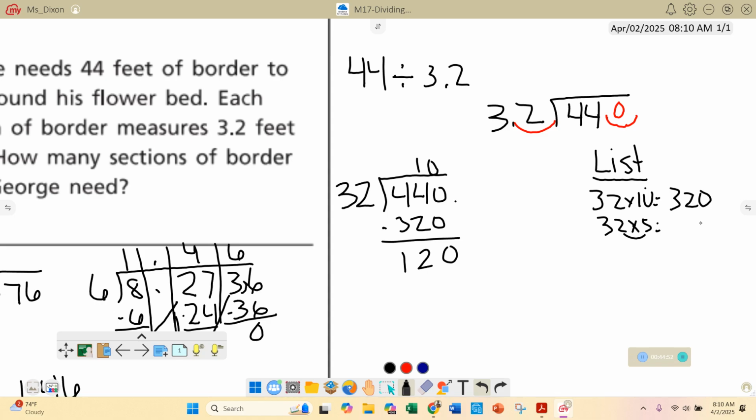5 times 2 is 10. 5 times 3 is 15, plus 1 is 16. So that's too much. Let's try 3. 3 times 2 is 6. 3 times 3 is 9. That would work. So we're going to take out 3 groups.